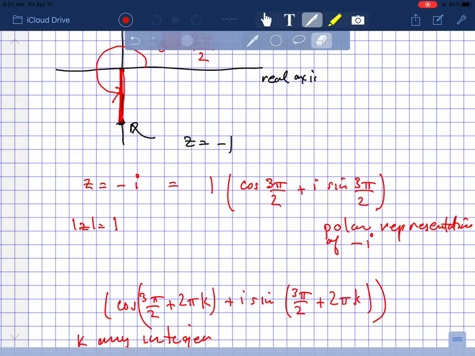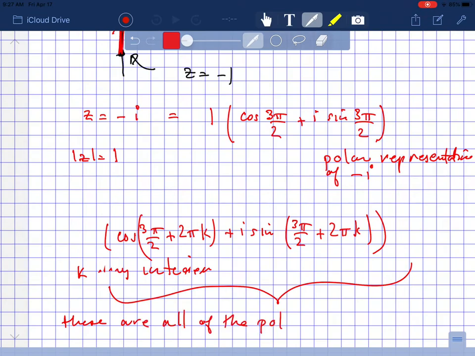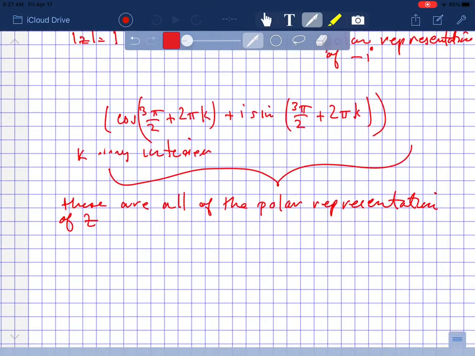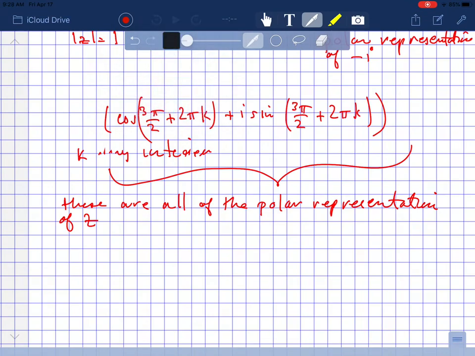And I'm going to get rid of that equal sign there. And so these are all of the polar representations of z. Okay.